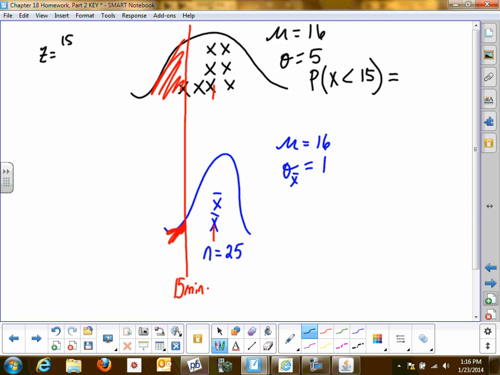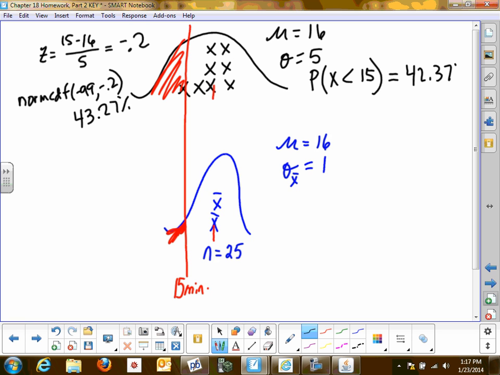15 minus the mean over the standard deviation gives me negative 0.2. I want to go below that, so I'm norm CDFing it from negative 99 up to negative 0.2, and that is about 42.37. I think I got those numbers mixed up. Actually, I think it's 42.37. Make a check. Yeah. Okay. Oh, 0.07. Okay.